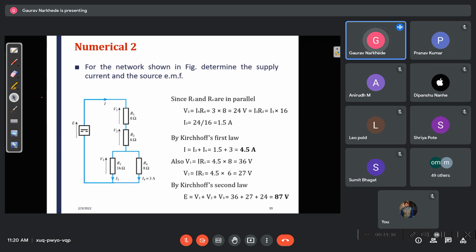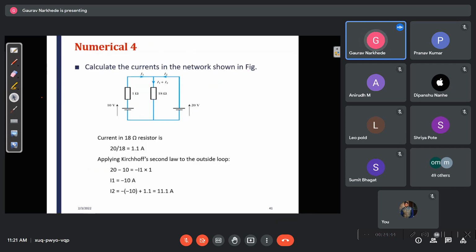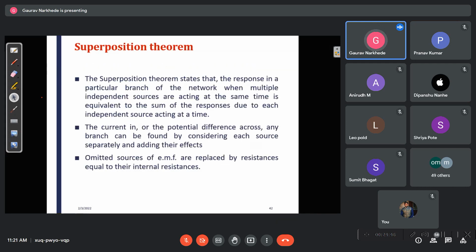Okay. So this was a numerical based on your simple KVL and KCL. Now two numericals are there, with solutions, and I expect that you should try them at home. Any difficulty in this? Basic things, KVL, KCL? No, sir. Is it simple? Yes, sir.